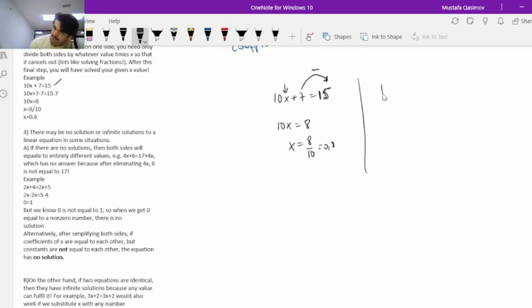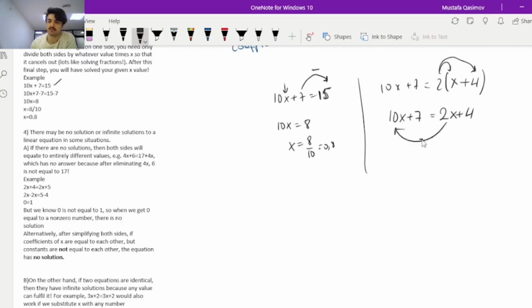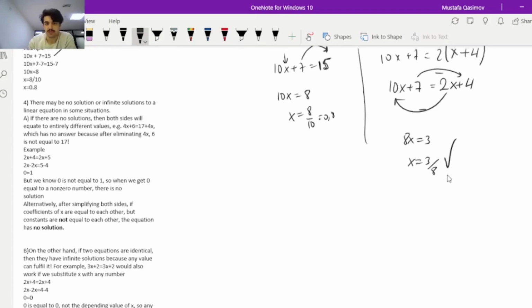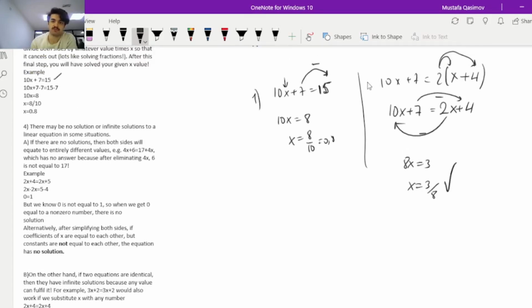Now let's look at 10x plus 7 is equal to 2 multiplied by x plus 4. For this one, first we have to open the bracket. 2x plus 4 is equal to 10x plus 7. Then we have to put x on one side and the constant on the second side. 8x is equal to 3, x is equal to 3 over 8. So the answer is 3 over 8. As you can see, for both equations we have only one solution.